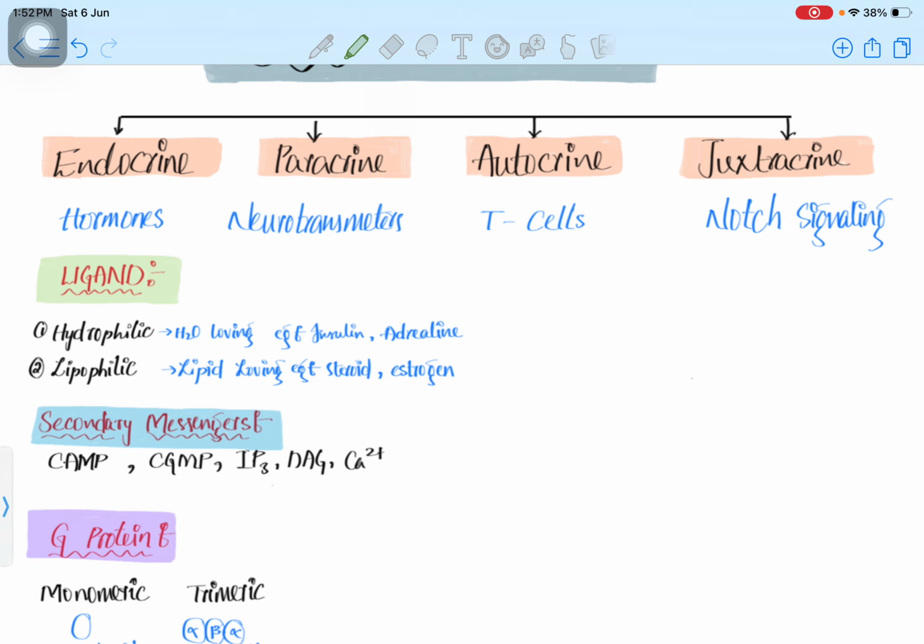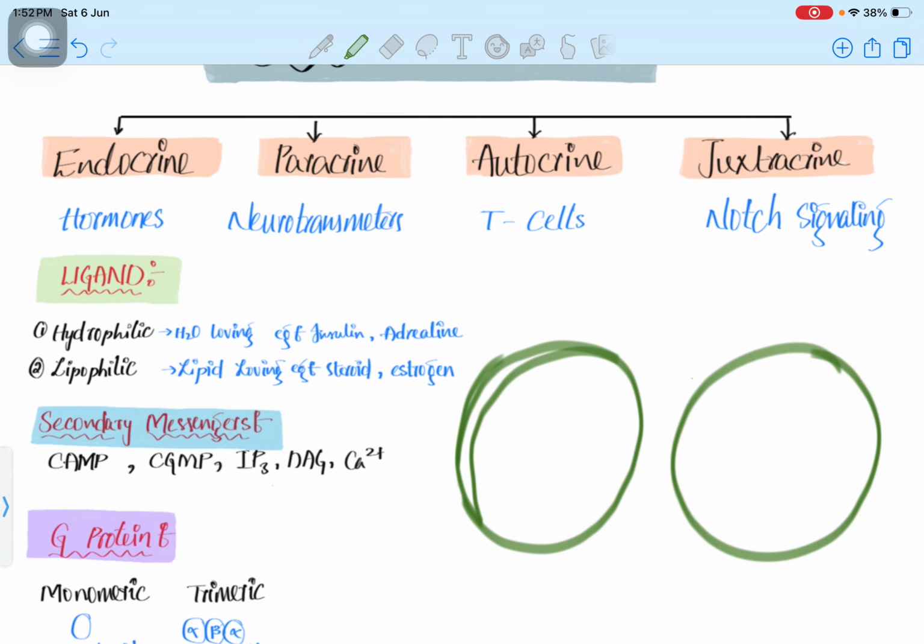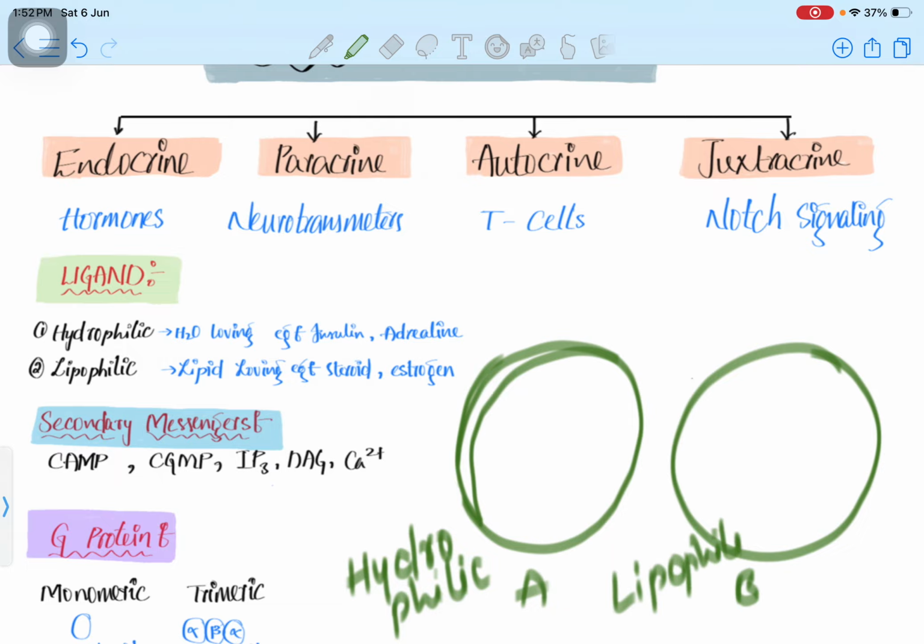So till now we understand. Here, what is the ligand? There are two types of ligands present. This is our cell, this is our second cell, A cell and B cell. A cell is known as hydrophilic, B cell is lipophilic.